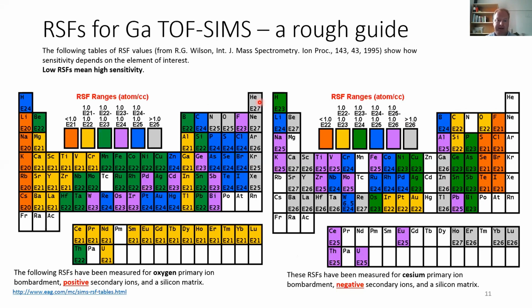And you can see that there's certain elements which you'll really struggle to detect, nitrogen and some of the noble gases, because they're just hard to ionize.